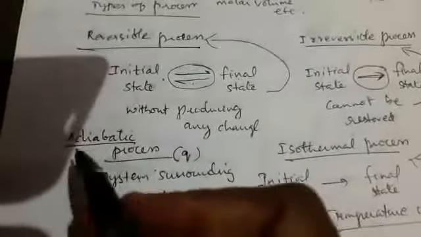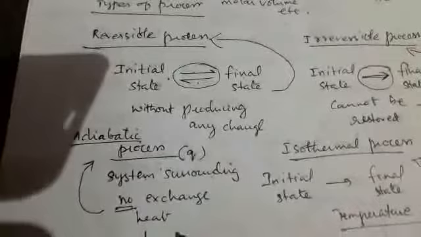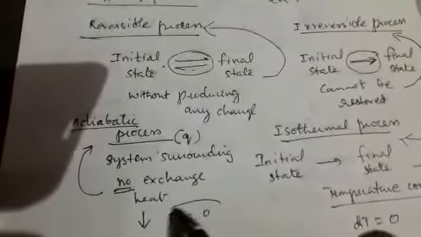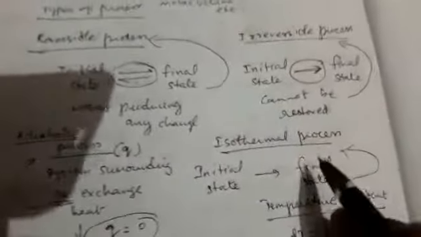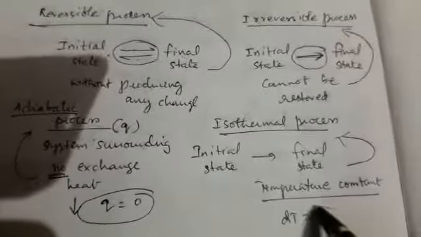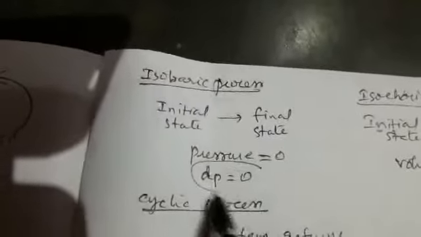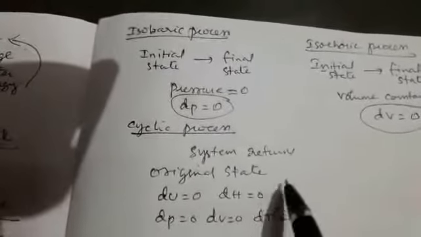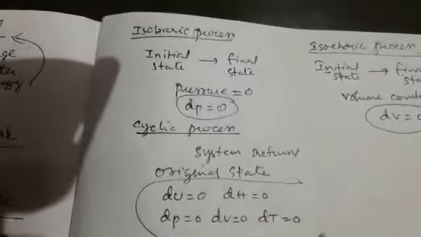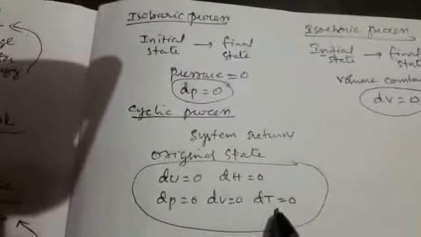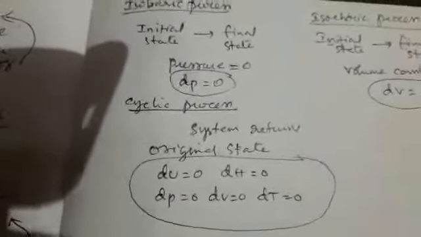In overview, adiabatic process means Q equal to 0. Isothermal process means dT equal to 0. Isobaric process means dP equal to 0. Isochoric means dV equal to 0. In a cyclic process, dU, dH, dP, dV, dT are all equal to 0.